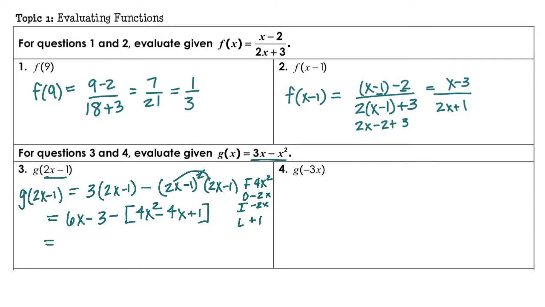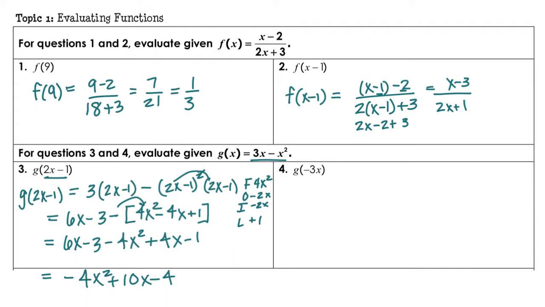And now we can go ahead and distribute our negative to see what we have. That's negative 4x squared plus 4x minus 1. And then if we put together what we can, we should have negative 4x squared plus 10x minus 4. All right, moving on to our next problem.